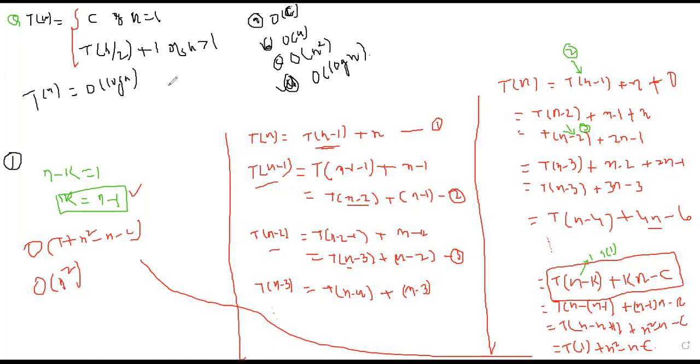So the answer is big O of log n. But you have to derive this using the substitution method. Okay, let's solve this question. Again, I'm reading: T of n equals C if n equals 1. If n is greater than 1, then T of n by 2 plus 1.